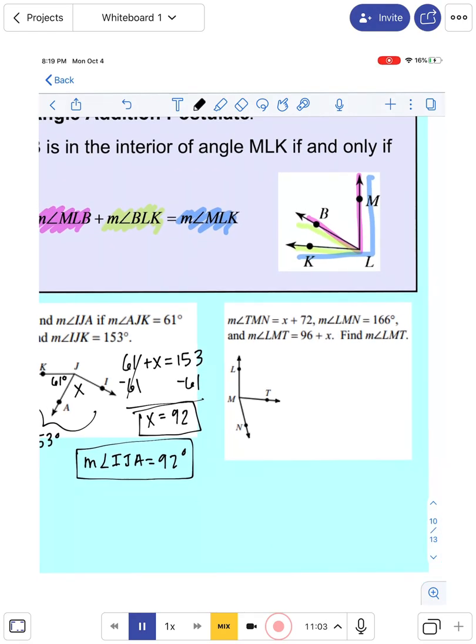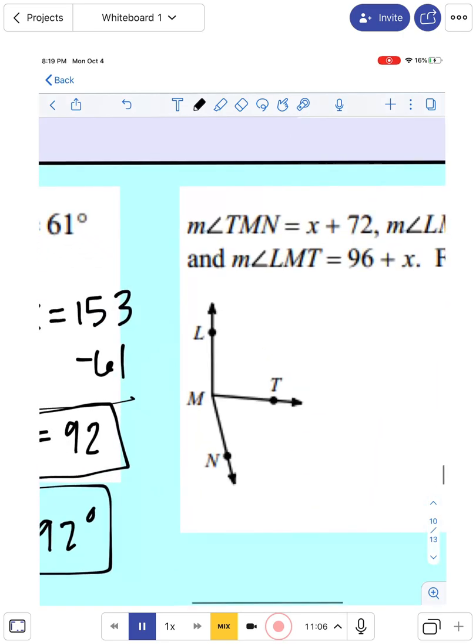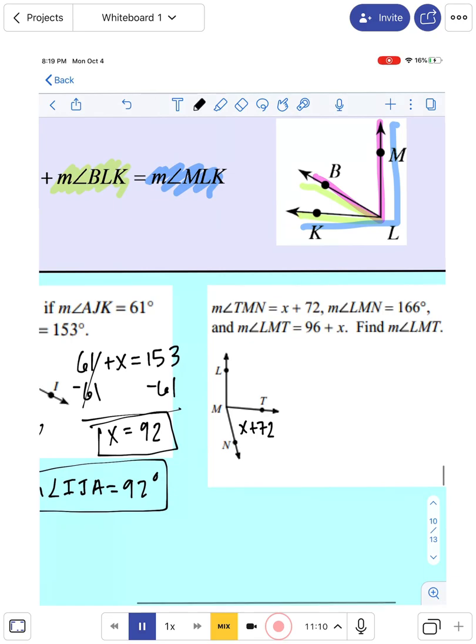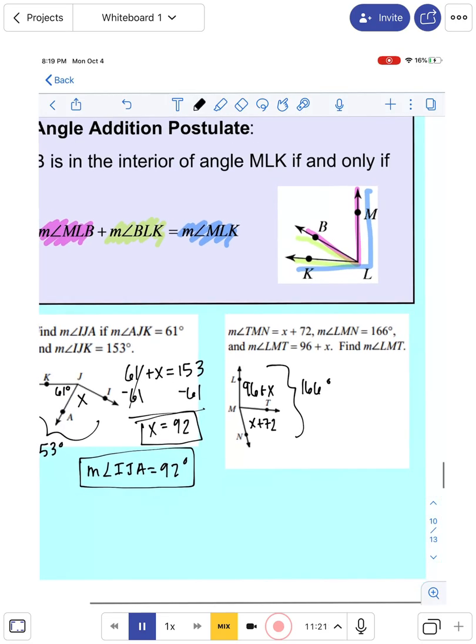All right, next one. So here, angle TMN is x plus 72. LMN, which is the whole angle, is 166. And LMT is 96 plus x. So set up my equation. The two parts have to add to be the whole. So 96 plus x plus 72 has to equal 166.